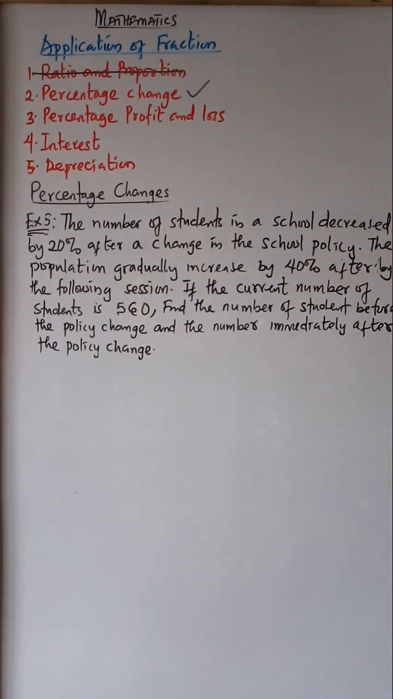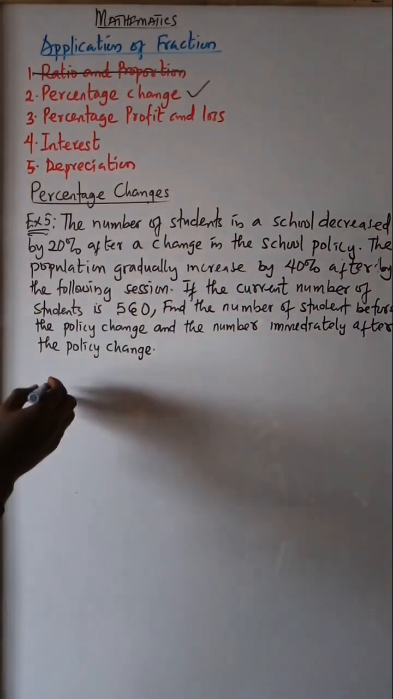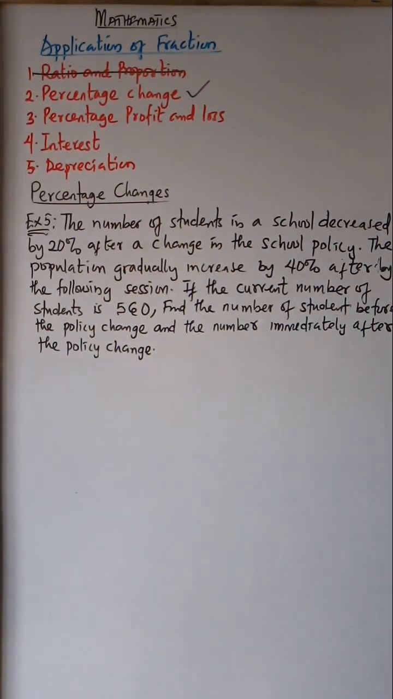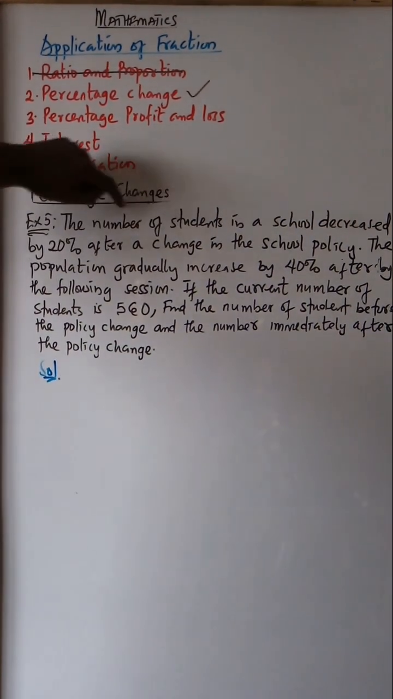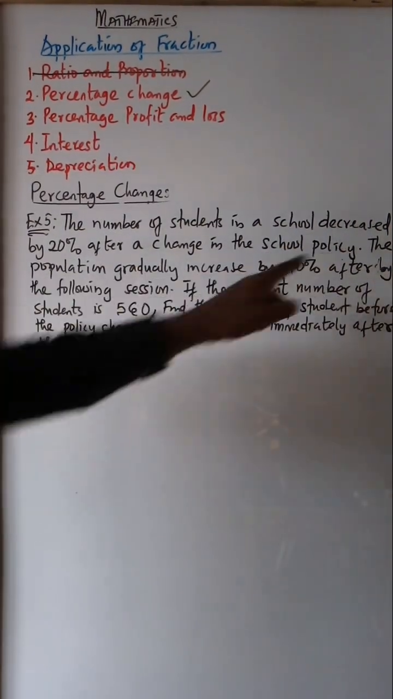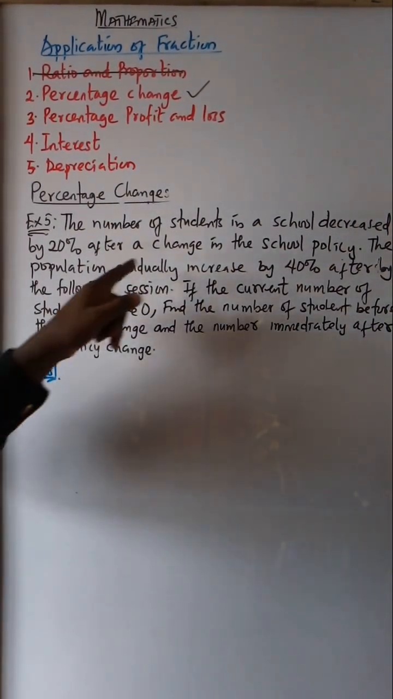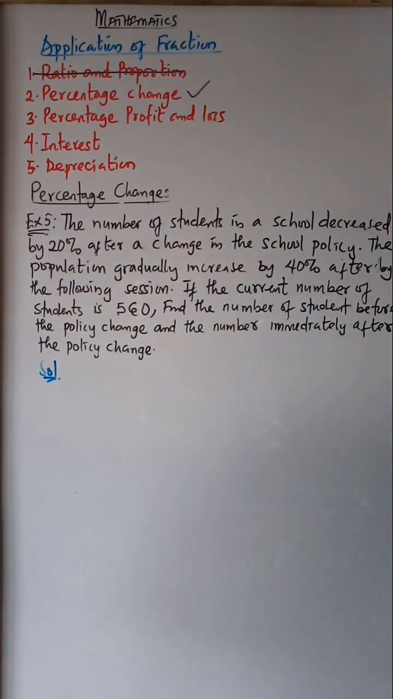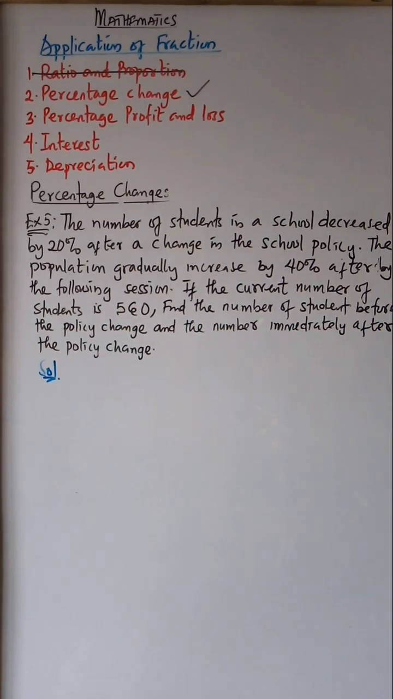Let me take you to this last question under percentage change. The number of students in a school decreased by 20% after a change in the school policy. So the school policy changed, so the population decreased by 20%. What was the population before the decrement? We don't know. Let the population before decrement be X.